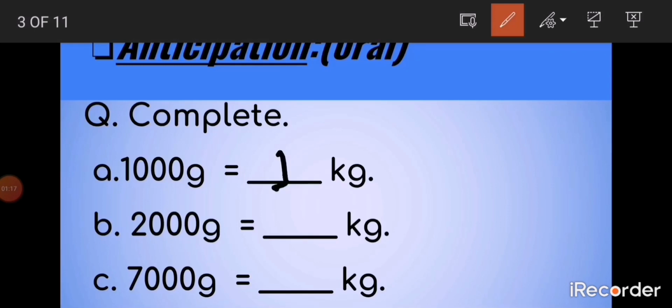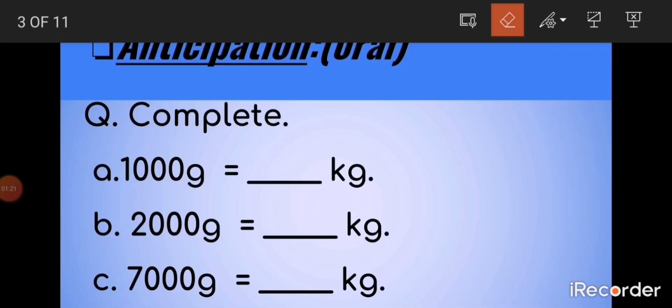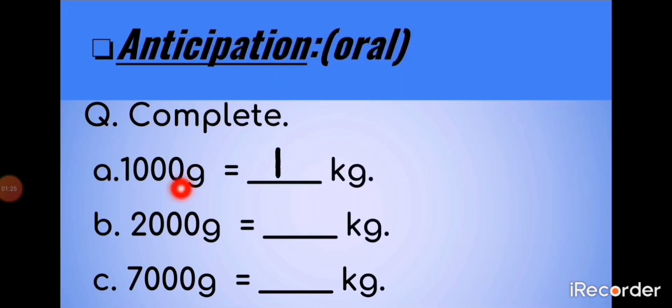So we will write 1 here. Now B. 2000 gram is equal to dash kilograms. G stands for grams. Kg stands for kilograms. So if 1 kg is 1000 gram, then 2000 gram is, yes, exactly 2 kg.